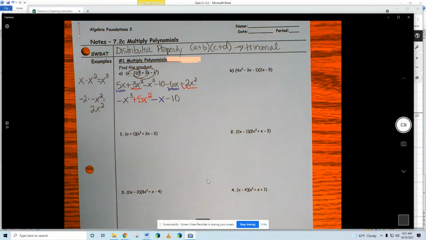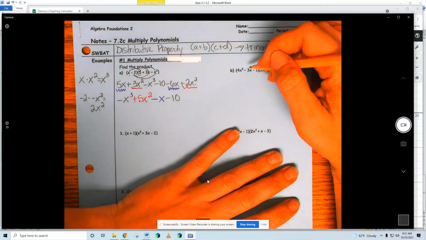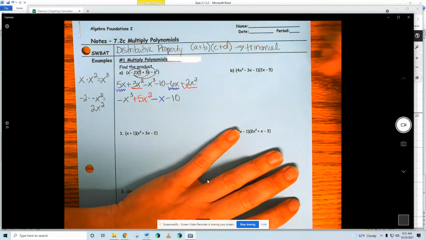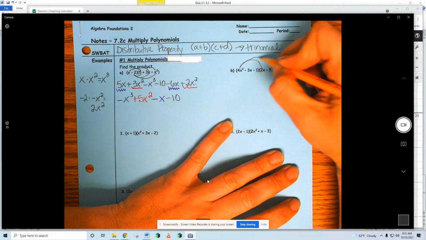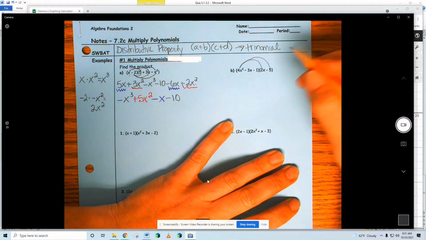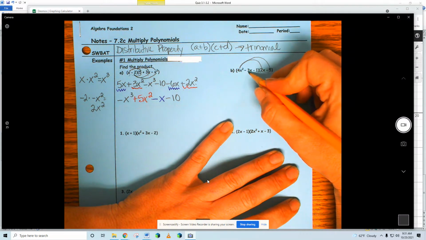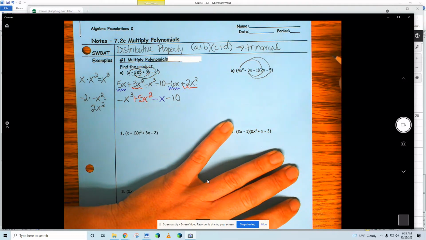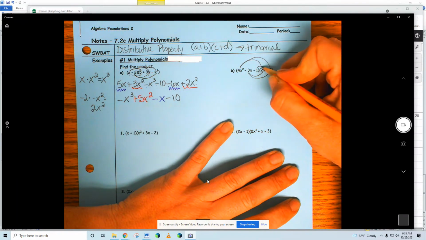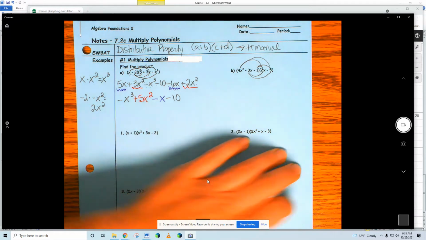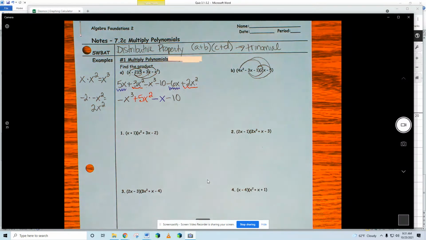Okay. What if it's backwards? That's fine. Let's just start at the front. This 4x squared has to get multiplied by the 2x and the negative 5. The negative 3x has to get multiplied by the 2 and the negative 5. The negative 1 has to get multiplied by the 2 and the negative 5. See that? Okay. So again, I'm just following all the hoops.